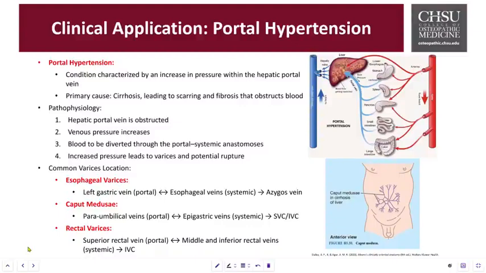When the portal vein gets obstructed, the venous pressure builds up and increases. Blood then has to be diverted through these backdoor portal-systemic anastomoses, and that increases the pressure that leads to these varices and potential rupturing of these small vessels. Right? So right here you can see as the blood is trying to return, it's going to be going through, and because it's going through parts of the damaged liver, the connection occurs between the systemic and the portal side.